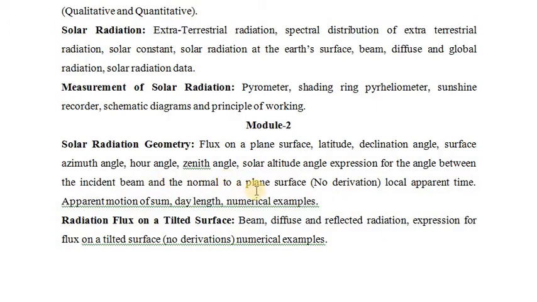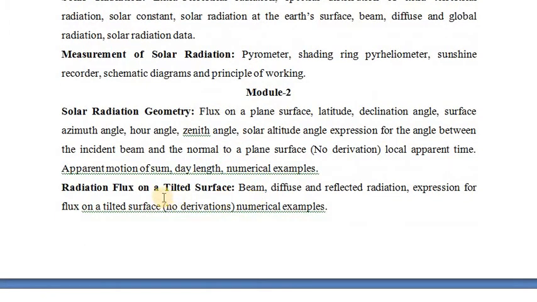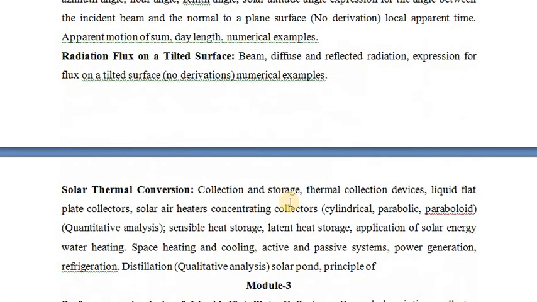So you will get the idea how solar radiation or solar energy varies from morning to evening, and at what time you get the maximum solar radiation. Those things you come to know in this module 2. And next, the radiation flux on tilted surfaces, which we're going to study in this second module.